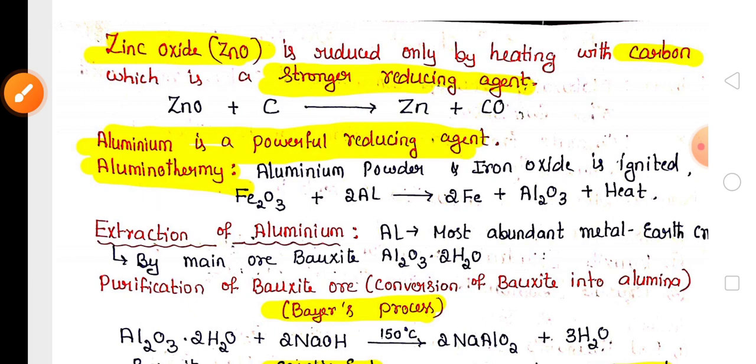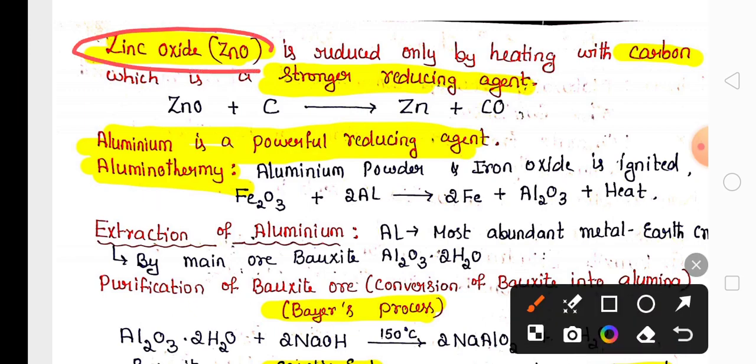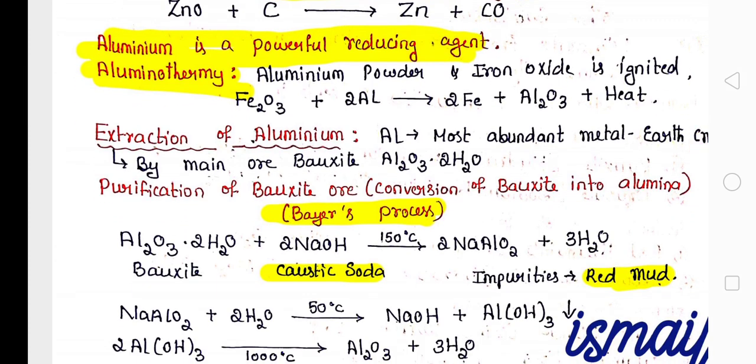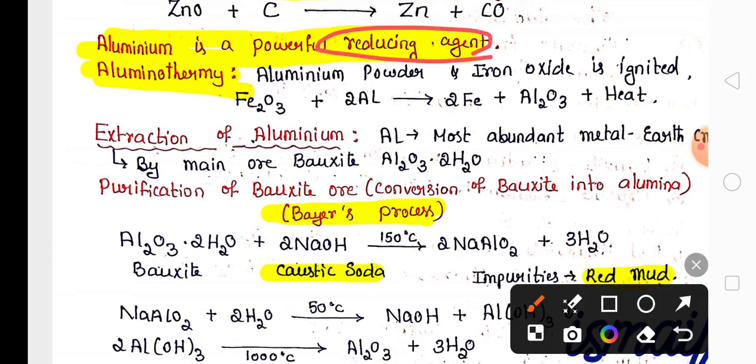So next important one, you need to remember that zinc oxide ZnO is reduced to zinc only by heating with carbon, that is coke. So when you heat zinc oxide with coke or carbon, it reduces to zinc. So here coke is a strong reducing agent. Then remember, aluminium is a powerful reducing agent. That's why it is used in aluminothermy. In aluminothermy, aluminium powder and iron oxide are ignited, where the iron is melted and is able to join the two broken iron pieces, that is called aluminothermy.